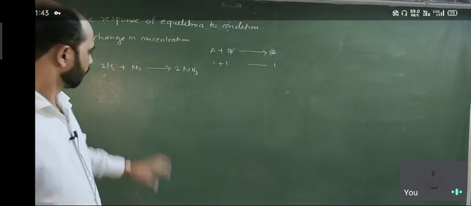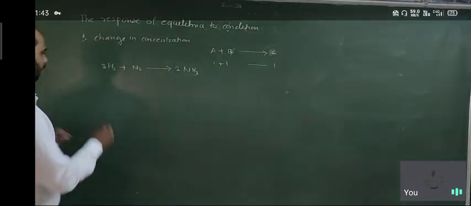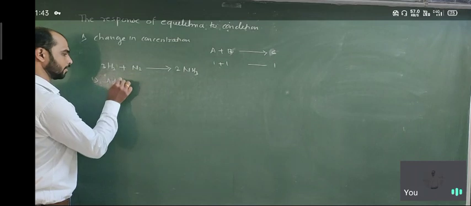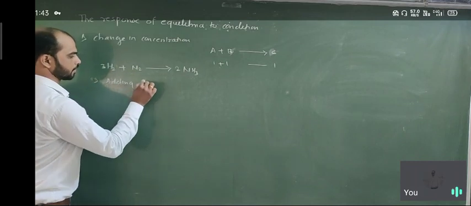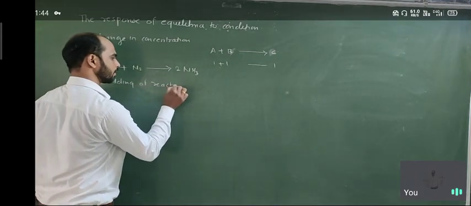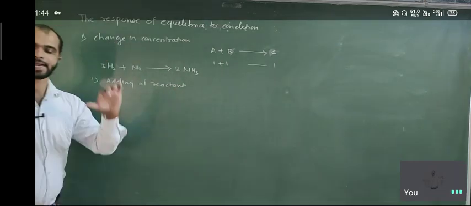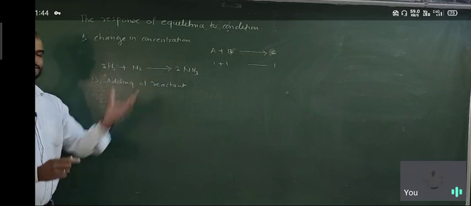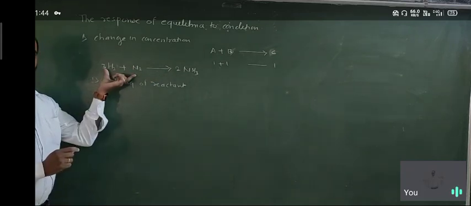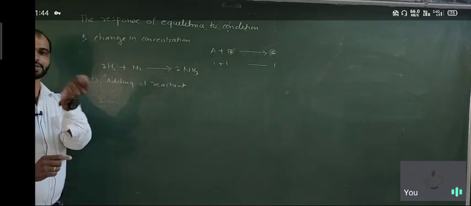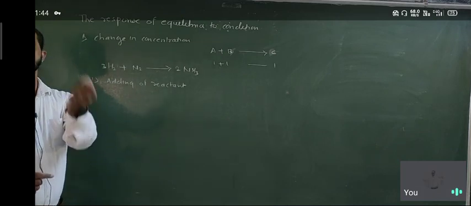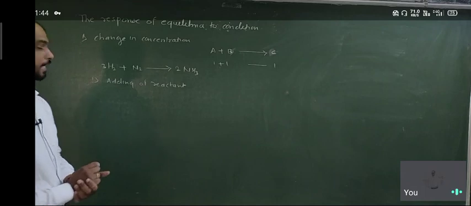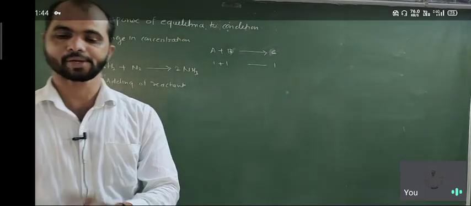So in the first case, suppose we add more reactant. Change in concentration means what? If this reaction happens, with these products and reactants, suppose we add one of the reactants more. So we increase the concentration. When we increase the concentration, what happens in equilibrium? The reaction is favored in the equilibrium state.